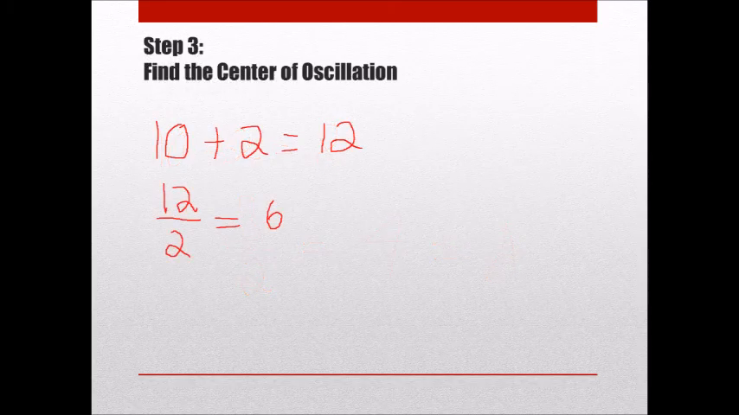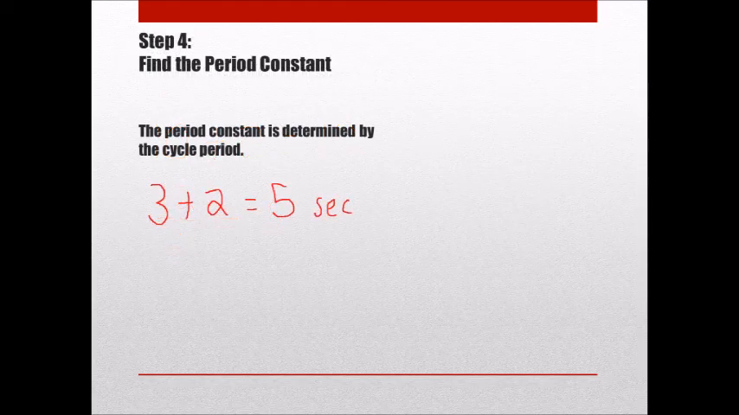The third step is to find the center of oscillation. Oscillation is basically just the act of moving back and forth, like what a swing does. To find this, we must add the max height and the minimum height, and halve the sum, almost like we solved for amplitude. k comes out to be 6.